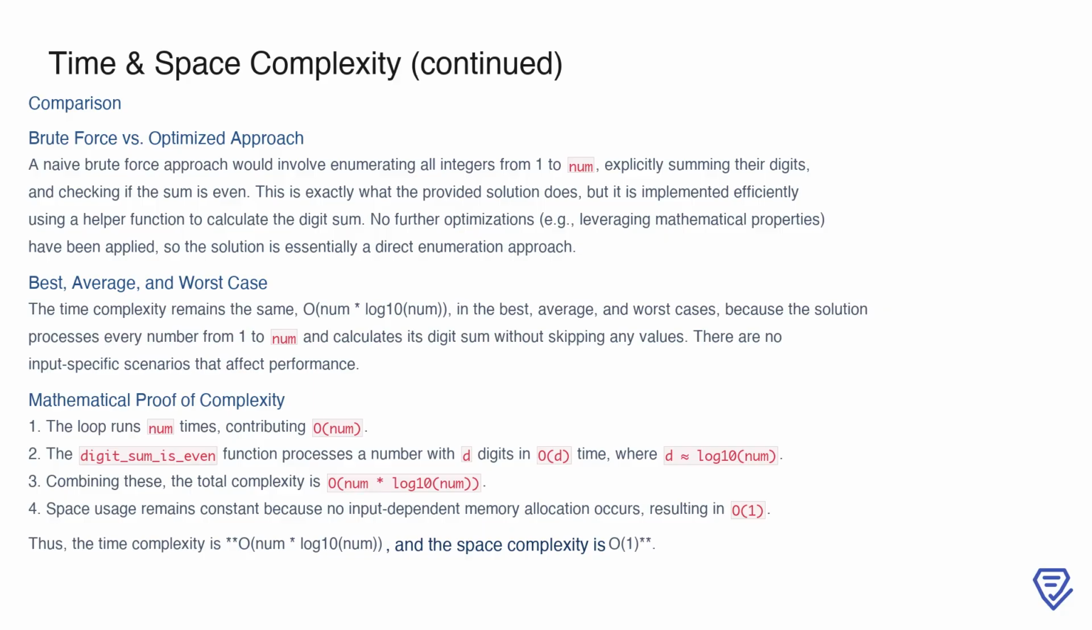To verify the complexity mathematically, we note that the main loop runs number times, contributing O(number), and the helper function processes a number with d digits in O(d) time, where d is proportional to log10(number). Combining these, the total complexity is confirmed to be O(number * log10(number)). Additionally, since the solution uses no input-dependent memory, the space complexity is constant at O(1). Overall, this approach efficiently balances time and space requirements for the problem.